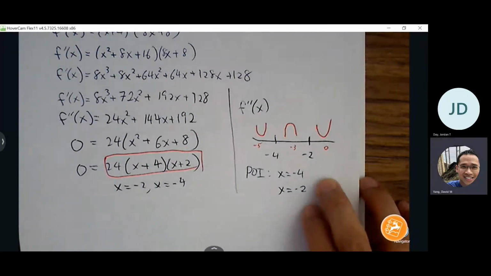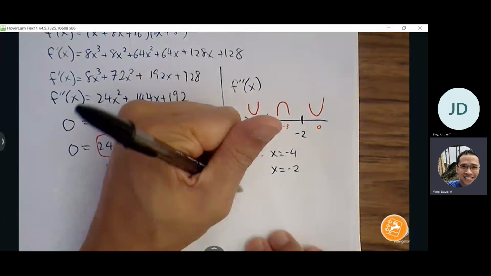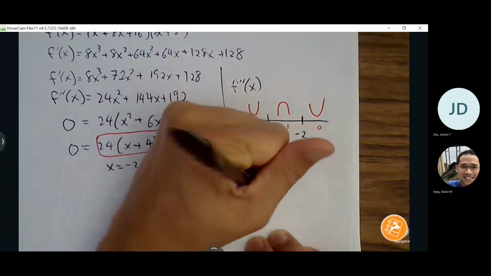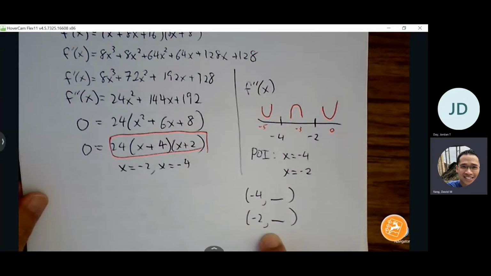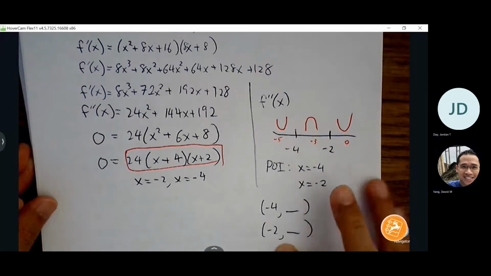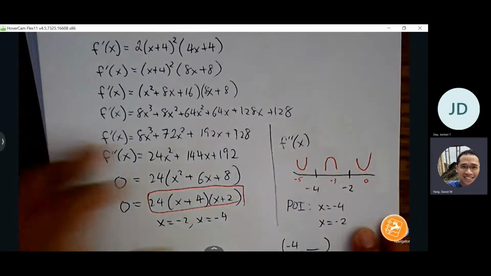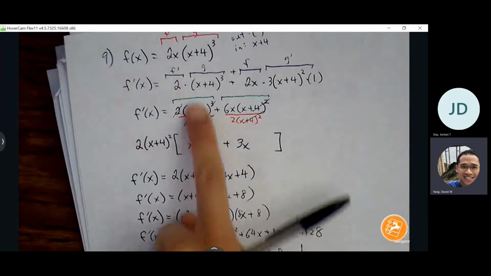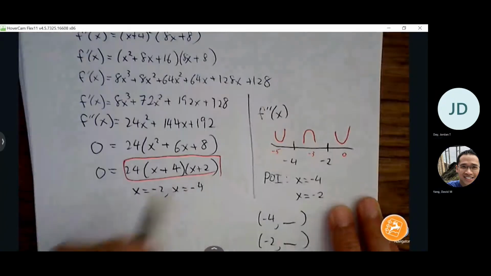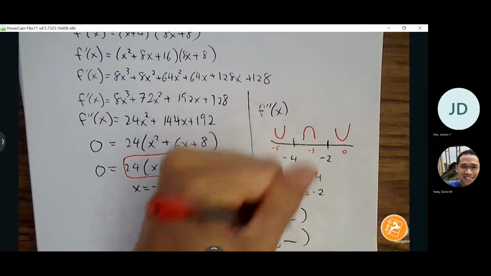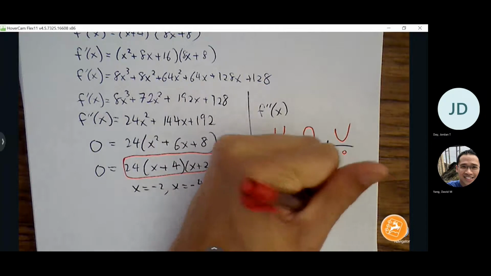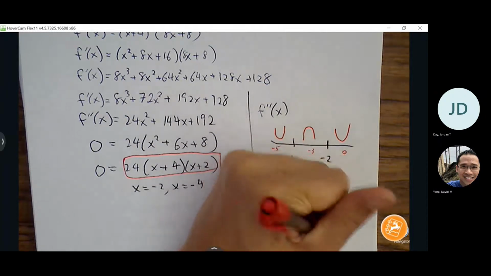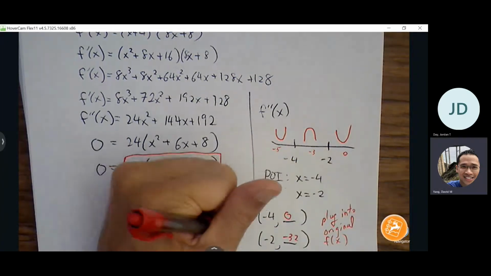And if I want to find the physical locations of these points, where would I find that? How would I find the y values? Back into the original, right? Anytime I'm looking for a physical location, I've got to go back to the original. Okay, answer choice F.